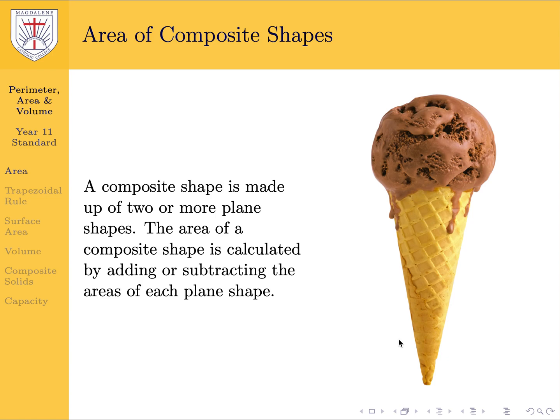Area of composite shapes. A composite shape is made up of two or more plane shapes. The area of a composite shape is then calculated by adding and subtracting the areas of each plane shape. A good example of this is an ice cream cone, in the 2D world anyway, where we have a triangle and then part of a circle. So you can calculate that area by calculating this part of the circle and then adding on to the triangle.